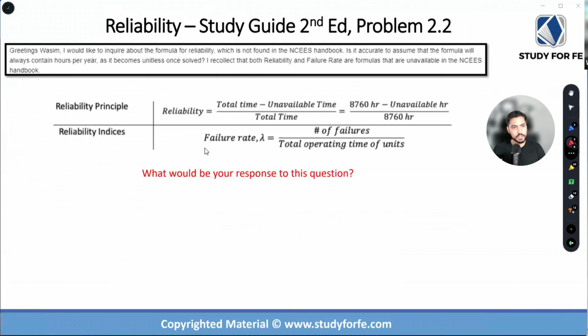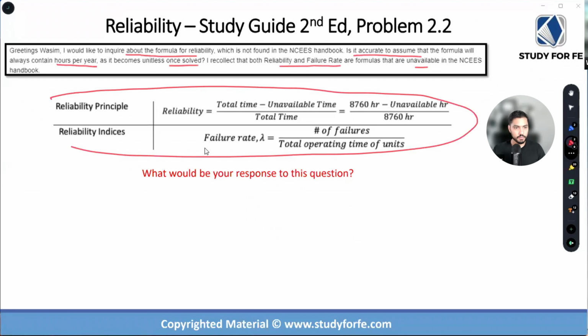So this is a question that a student of mine asked. The student is asking that I'd like to inquire about the formula for reliability, which is not found in the reference handbook. Is it accurate to assume that the formula will always contain hours per year as it becomes unitless when solved? I recollect that both reliability and failure rates are formulas that are unavailable in the NCS handbook. So he also included this screenshot from somewhere, right?